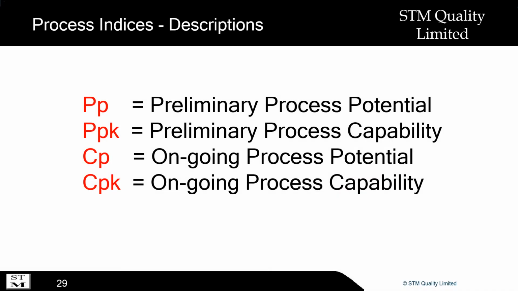Here we can see process indices and their descriptions. PP is equal to preliminary process potential. PPK is equal to preliminary process capability. CP is equal to ongoing process potential, and CPK is equal to ongoing process capability.